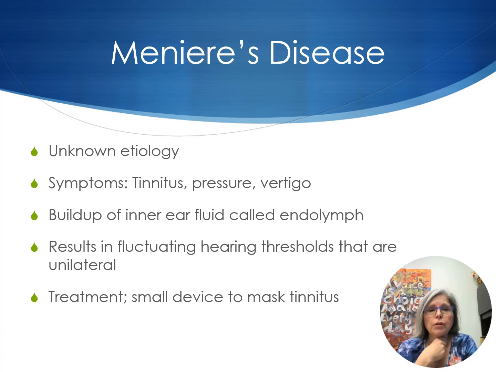It's related to a buildup of endolymph in the inner ear. So it affects some aspect of hearing as well as balance, with the hearing thresholds being very fluctuating. They'll vary over time. This is generally unilateral. And again, we don't really know what causes it. The treatment for it at this point is a small device, addressing the tinnitus as much as anything. So Meniere's disease can impact sensorineural hearing. And again, a lot of it has to do with vertigo, the balance portion of the inner ear.